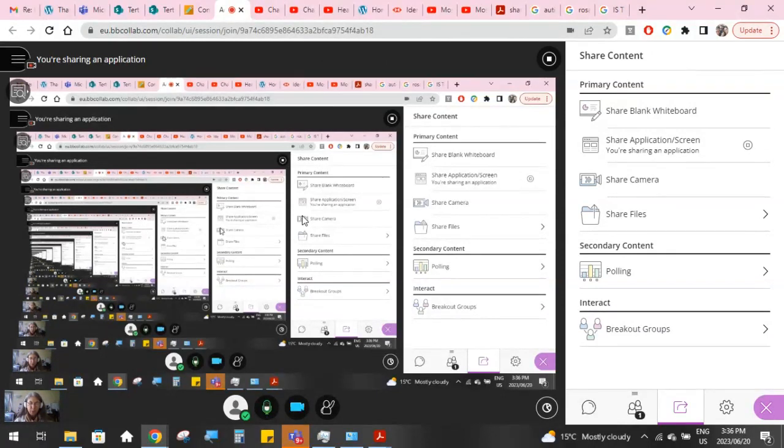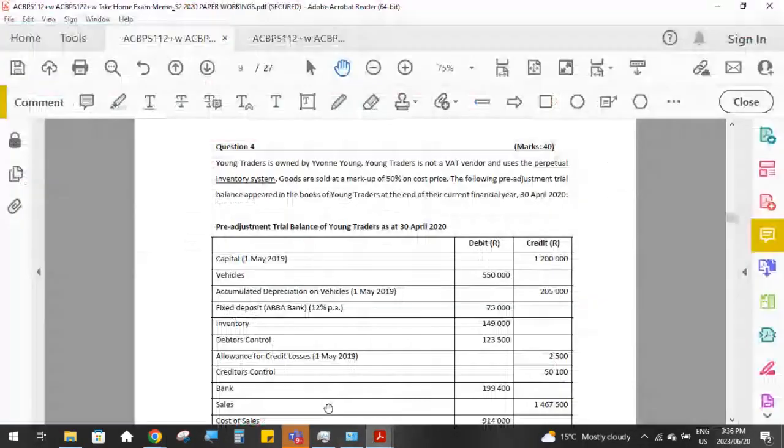So 4.1, we've got to do 4 journal entries in our general journal, and then from a pre-adjustment trial balance and a list of adjustments, the students then have to prepare the final statement of profit or loss and other comprehensive income for the year after adjustments, and then also the statement of changes in equity for the year. So it's a really nice question. So let's go and have a look at it now. Let me just pull that up for you.